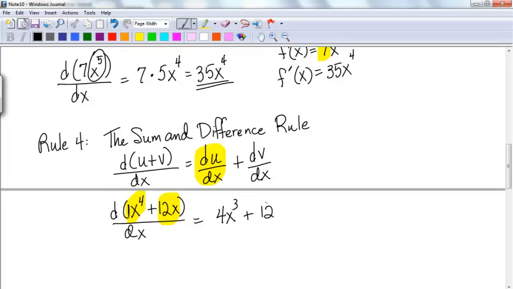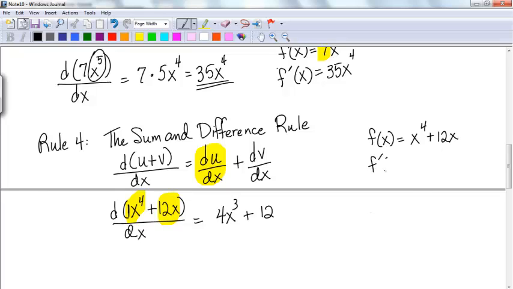Okay, that's the sum. So basically you can take the sum and difference rule and find the derivative of each part separately. I usually don't write it that way. When I write it, I'm going to write it either with a y or an f of x. I'm going to write it f of x equals x to the 4th plus 12x.